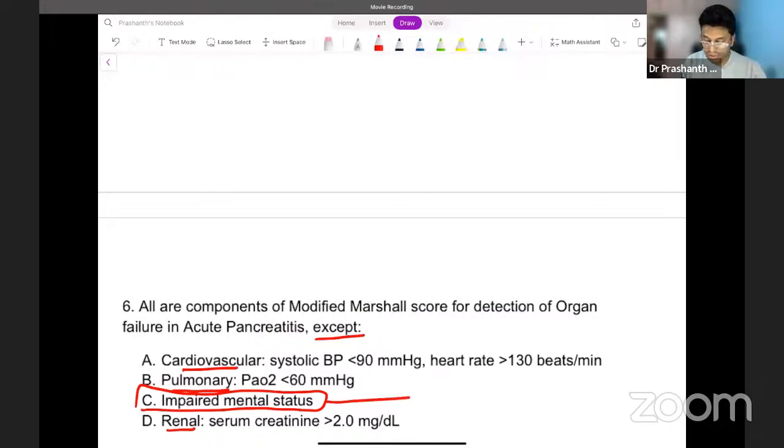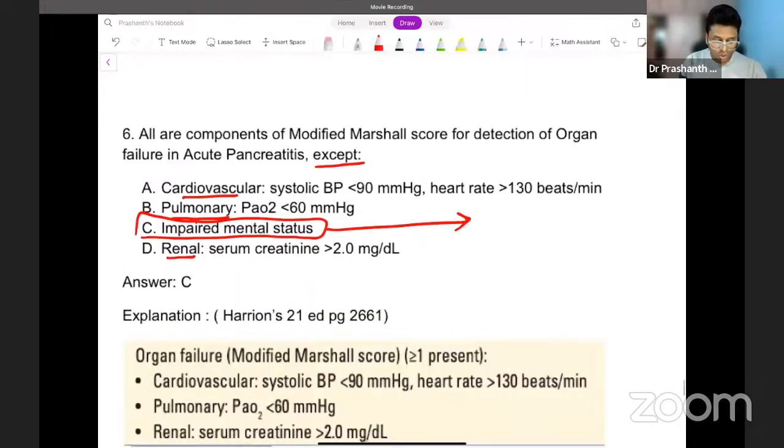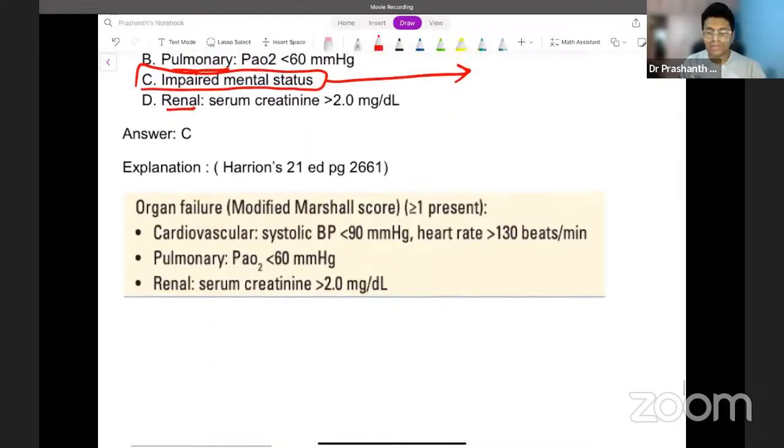This one actually comes in some other score, there are different scores, like BISAP is one of it, where you can have impaired mental status as one of it. So, modified Marshall score, one or more if present, is considered as having organ failure. And the most common inputs in this is the cardiovascular, which includes systolic BP and heart rate, pulmonary, which includes PaO2, and renal, which is measured by creatinine. So these are the 3 points.